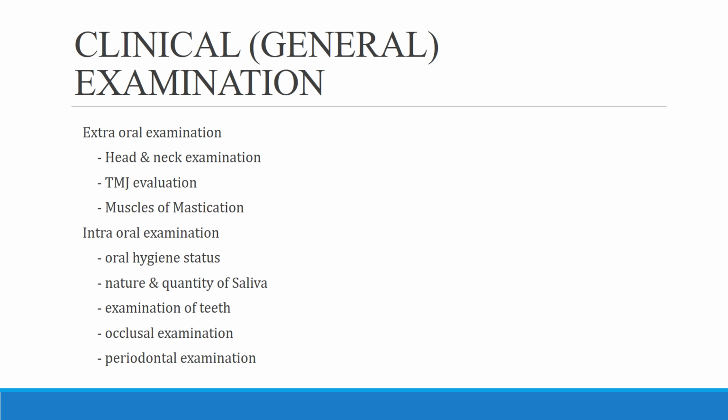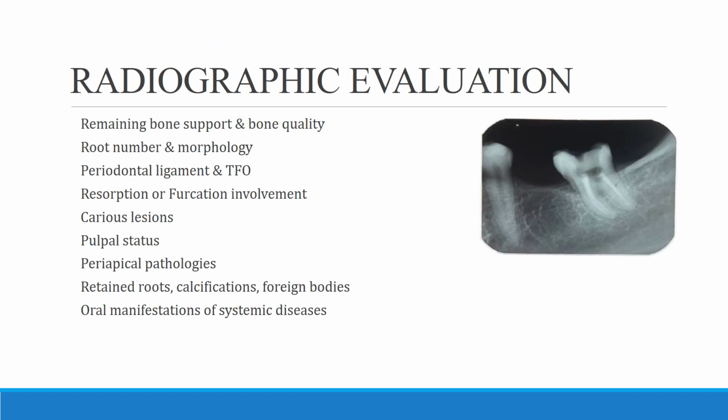Okay. Now coming to the diagnosis part, the elements which bring us to a good diagnosis of an FPD. So here a clinical or general examination first has to be done, that is divided into extraoral and intraoral. In extraoral, you have to do head and neck examination, TMJ evaluation, muscles of mastication evaluation. In the intraoral examination, oral hygiene status has to be recorded, the nature and quantity of saliva has to be seen, examination of teeth has to be done, the occlusal examination and the periodontal examination.